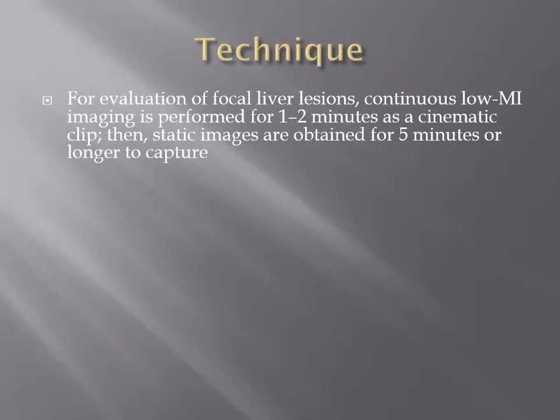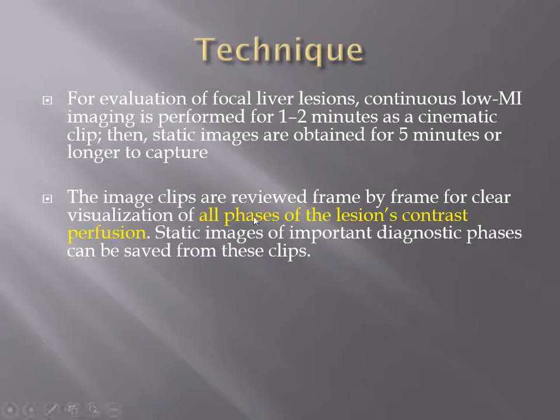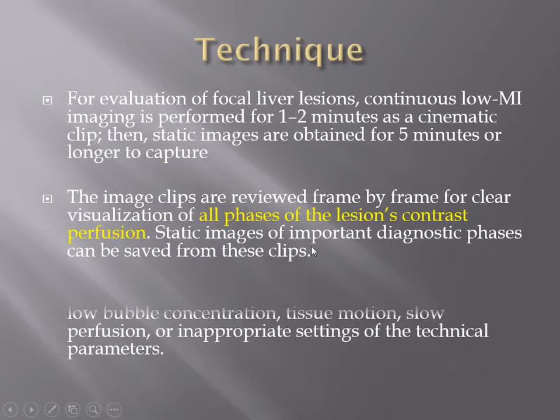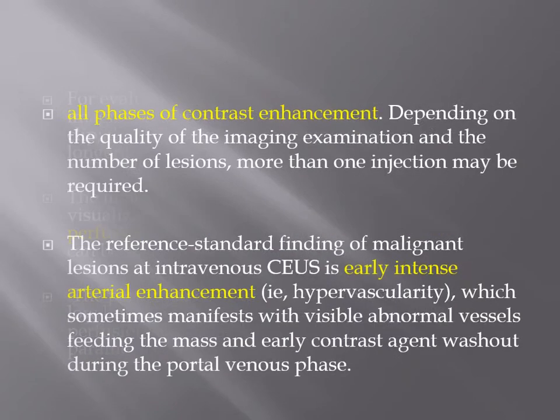So for evaluation of focal liver lesions, as we said, we will use low MI. We will take, first of all, a 1 to 2 minute cine clip, like a real-time clip, and then we'll take clips every 5 minutes. These clips will be according to the phases of the lesions. We'll take static images. The performance can deteriorate owing to low bubble concentration in tissue. Sometimes there are limitations, like low bubble concentration, motion, slow perfusion, and inappropriate settings.